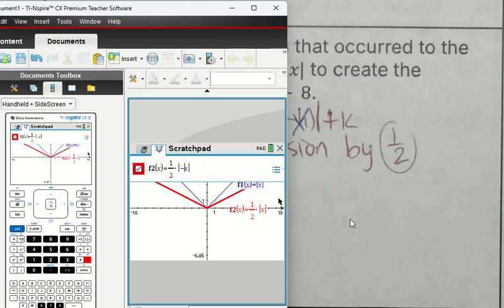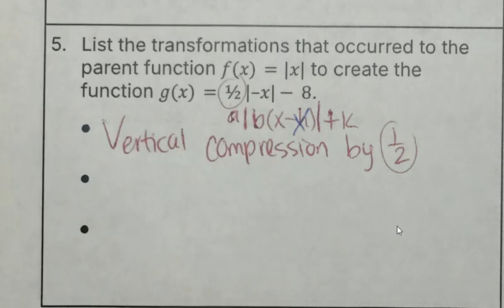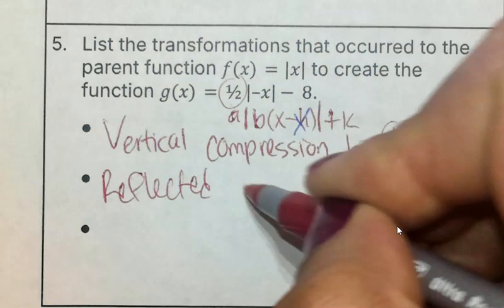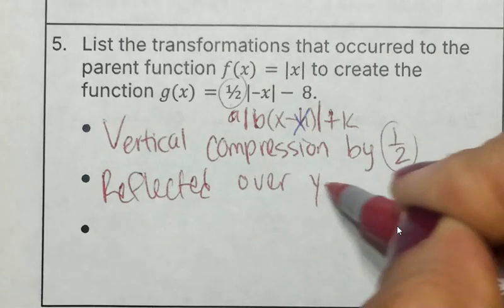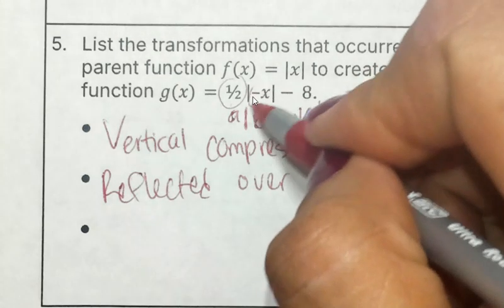And look what happens. Nothing changed. And the reason why nothing changed is because this graph did reflect, but it reflected over the x-axis. So it kind of just spiraled around and got into that same position. So reflected over the y-axis. And that's that negative b value right there.